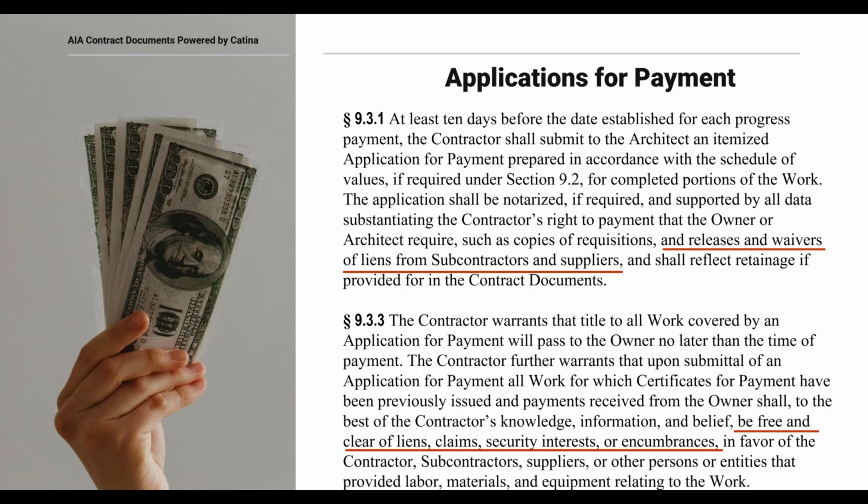Section 9.3.3 also contains some important other protections for the owners when it comes to applications for payment. In this section, the contractor warrants that title to all work covered by the application for payment will pass to the owner no later than the time of payment. And it also contains a contractor warranty that all work performed up to that point shall be free and clear of liens, claims, security interests, or encumbrances in favor of the contractor's subs and suppliers. So again, the whole idea here is payment in exchange for unencumbered title to the work.